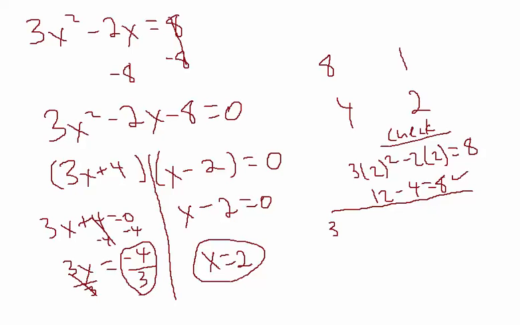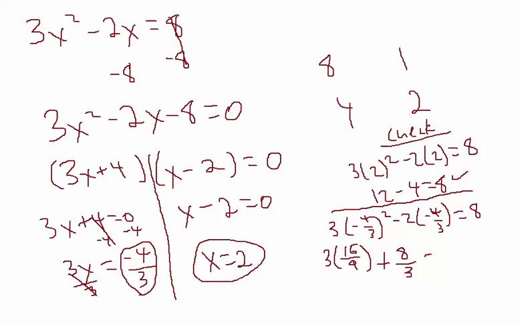Why not? 3 times negative 4/3 squared minus 2 times negative 4/3 equals 8. Well, to square negative 4/3, you have to square both the numerator and denominator. It becomes a positive, of course, because a negative times a negative is a positive. 4 times 4 is 16 over 3 times 3, which is 9, minus 2 times negative 4/3. A negative times a negative is a positive. 2 times 4 is 8, so this becomes 8/3.